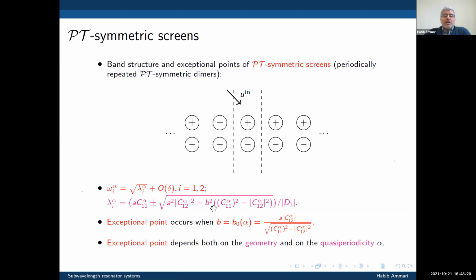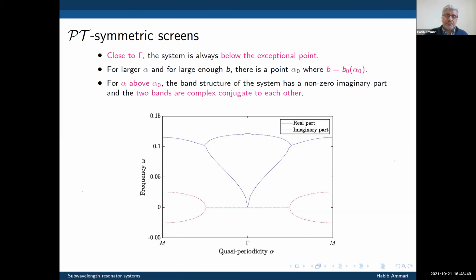Okay, so let's consider these guys here. We can compute the eigenvalues, and as you can see, we can make them coincide. We can make these eigenfrequencies coincide and the corresponding eigenmodes coincide to leading order in delta by taking B equal to making this expression equal to 0. So B is given by this formula. And as you can see, the exceptional points depend both on the geometry and the quasi-periodicity alpha. It gets complicated.